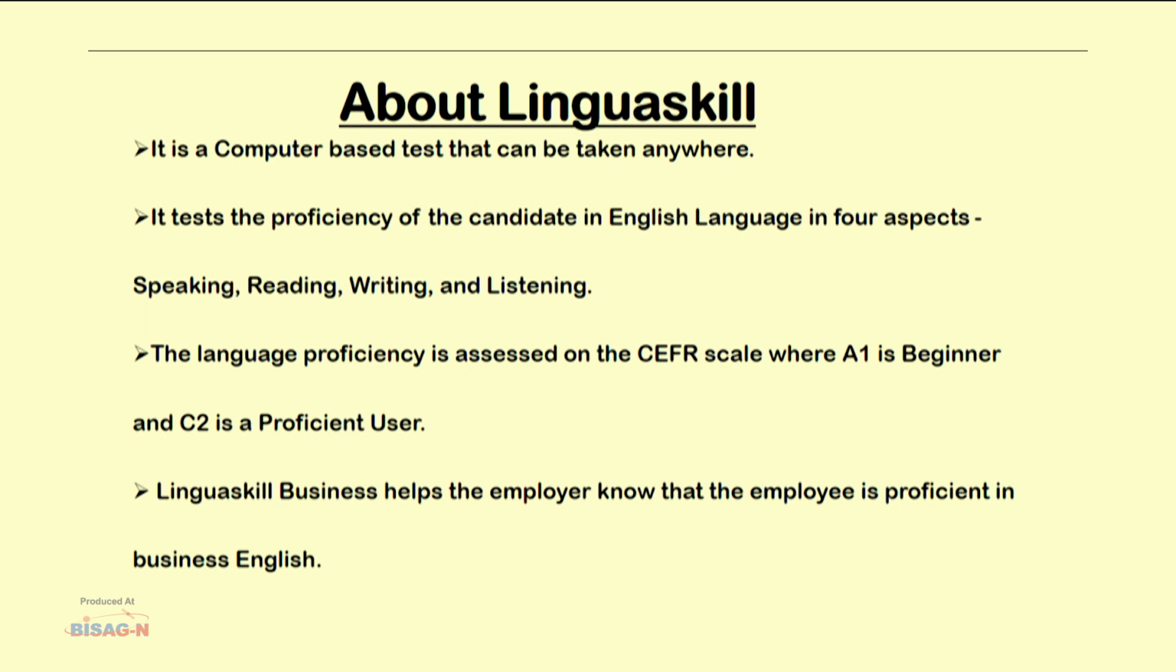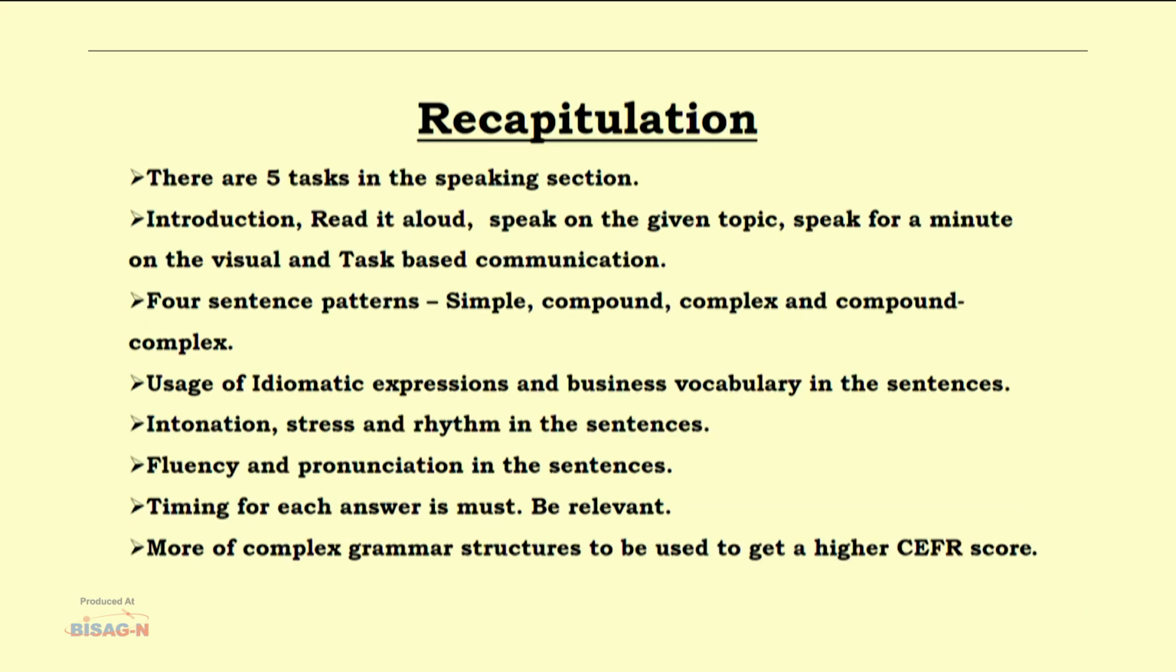Linguaskill Business helps the employers know about the employee's or the candidate's proficiency in business English. So it is important that whenever the candidate takes the test, he or she has to prepare well for the examination. This is just a recapitulation of all the 3 modules done earlier. This recap will help you understand what was done in the previous module and will help you to proceed further.